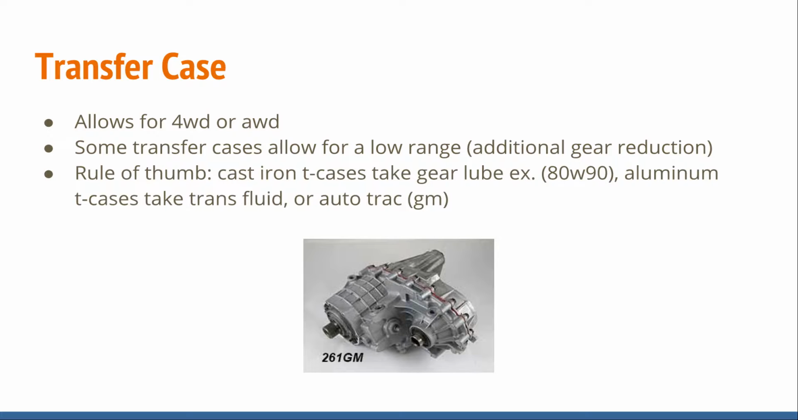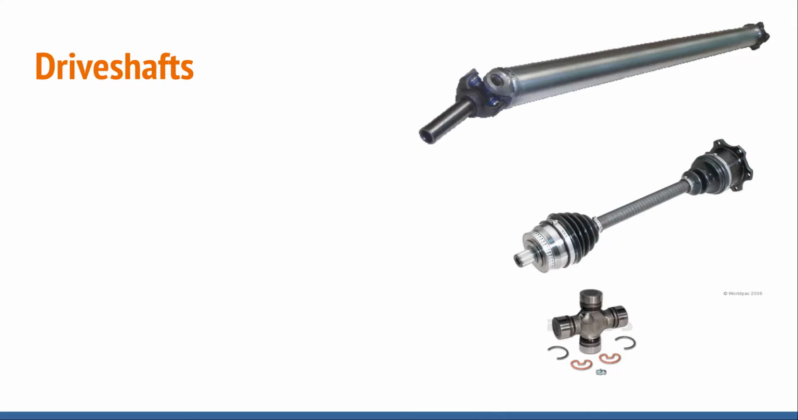some people do. Rule of thumb, cast iron transfer cases take gear lube, and aluminum T cases take trans fluid again, or GM has a special fluid called Auto Track. It's blue for their auto T cases, which have clutches in them. Transfer cases can be either manually or electronically shifted. So some of the transmissions, especially in work trucks, that type of thing, have a lever. You actually grab it, pull it back into four-wheel drive. Some have a button, push button engagement.